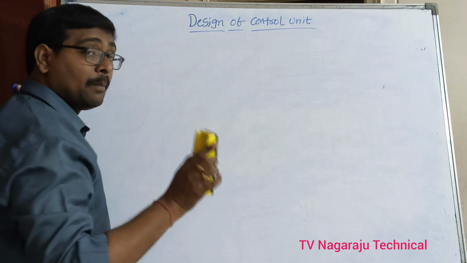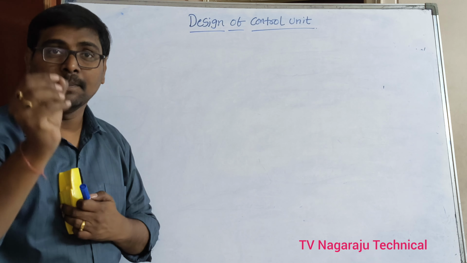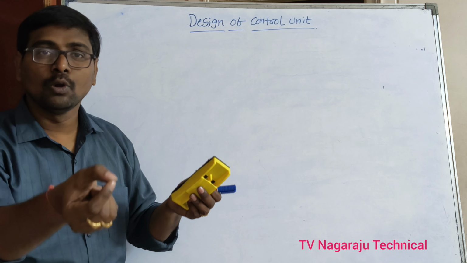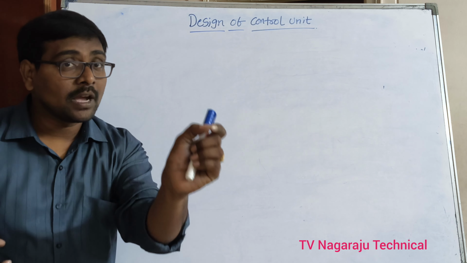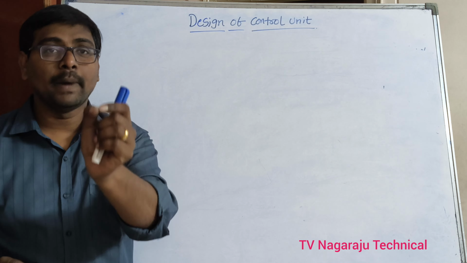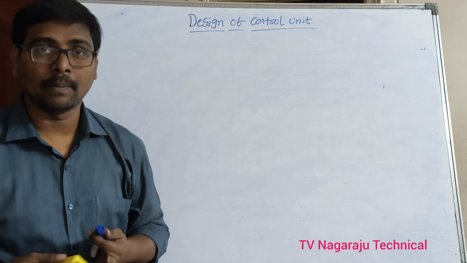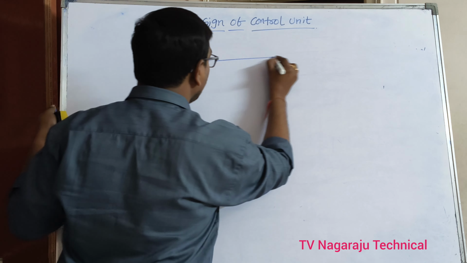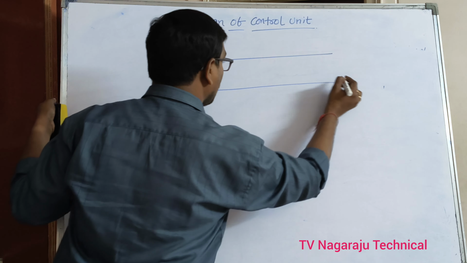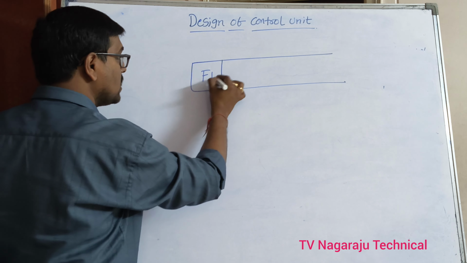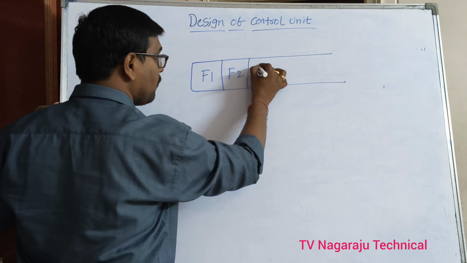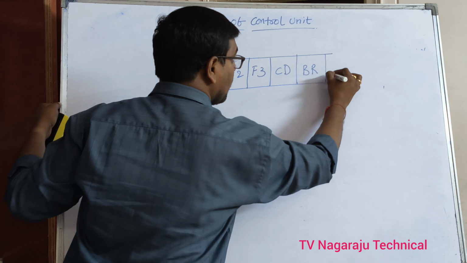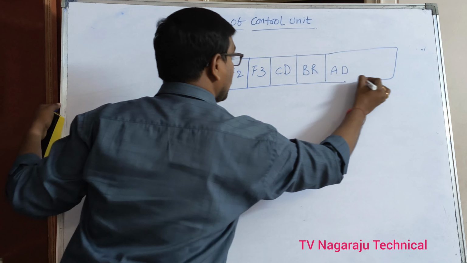Again I am repeating, microprogrammed control unit means simply the control signals are stored as a program. In the sense, program means set of instructions. That is, the control signals are stored as micro instructions in the control memory, and every micro instruction is divided into different fields: F1, F2, F3, CD, BR, and then AD. This is a micro instruction.